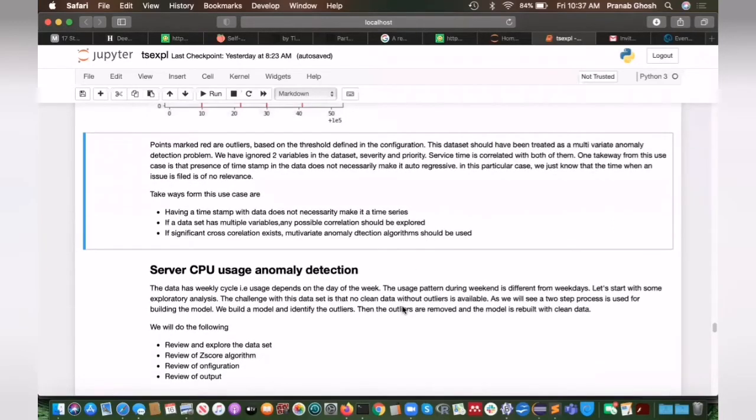So some of the takeaways from this is that our data has a timestamp, right? But that does not necessarily mean that it's a time series or it's autoregressive, okay? Because any particular value does not depend on its past value. So when you file a ticket, there is a timestamp, right? But the amount of time it takes for a given ticket has nothing to do with the time it takes for the ticket that was filed earlier or recently. So although there is a timestamp, that doesn't mean it's autoregressive. It's not autoregressive because each data point is independent.